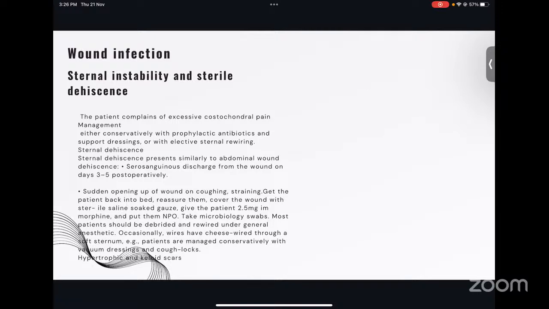If the sternum is unstable and dehiscent, it is usually due to poor surgical technique. The sternal wire cuts through a soft and osteoporotic sternum. The incidence is 1 to 2%, and the patient complains of excessive costochondral pain and clicking on movement. Instability may be palpated when the patient is coughing. This may be managed either conservatively, with prophylactic antibiotics and a supporting dressing, with or without elective sternal rewiring.